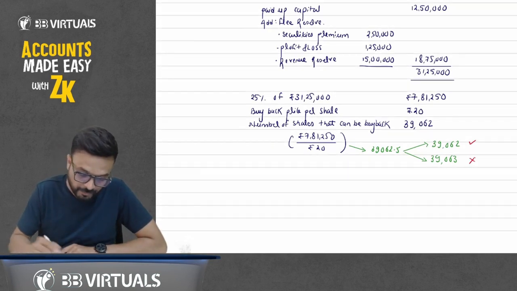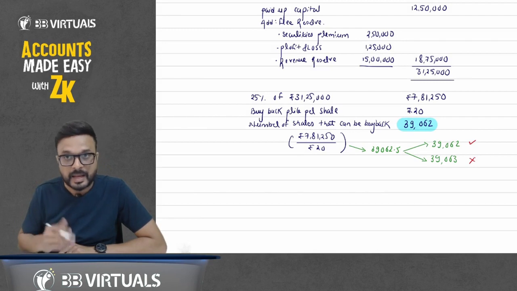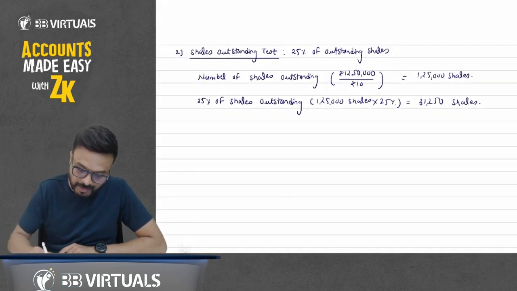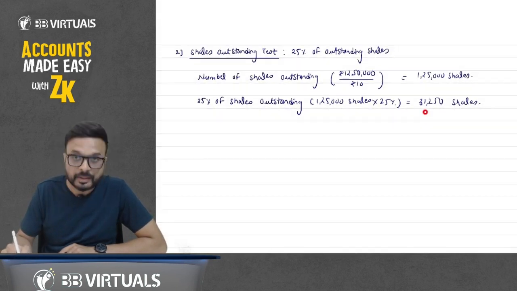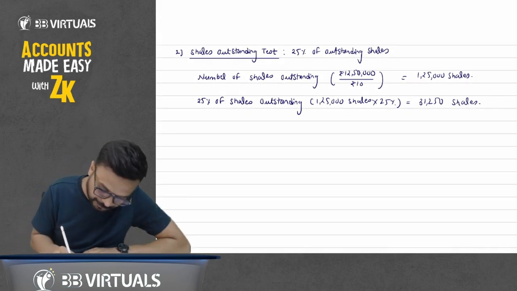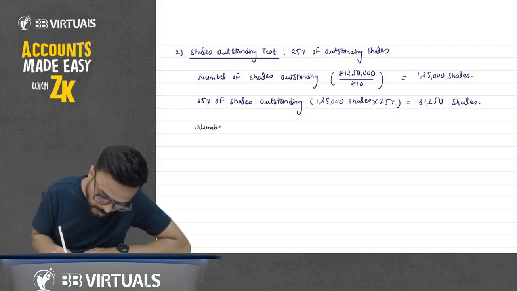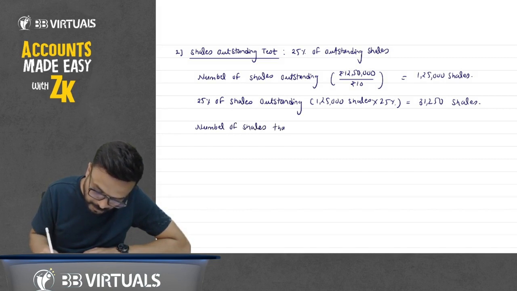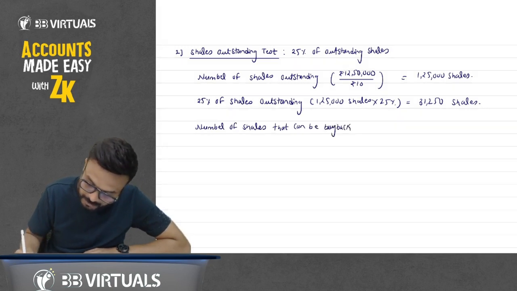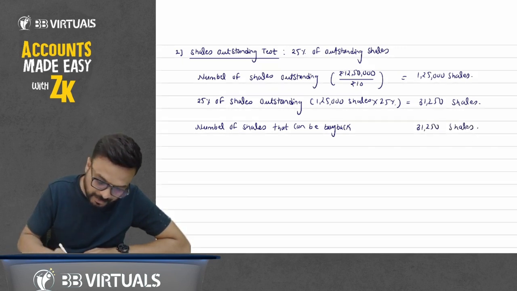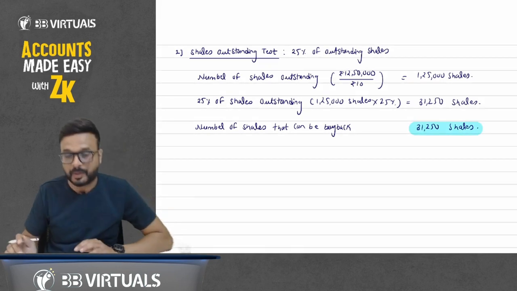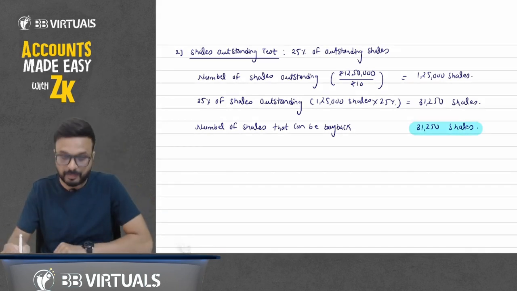Now here, the maximum number of shares that we can buy back as per condition 1 is 39,062. As per condition 2, how many maximum shares can we buy back? 31,250. So write down here: the number of shares that can be bought back is 31,250 shares.